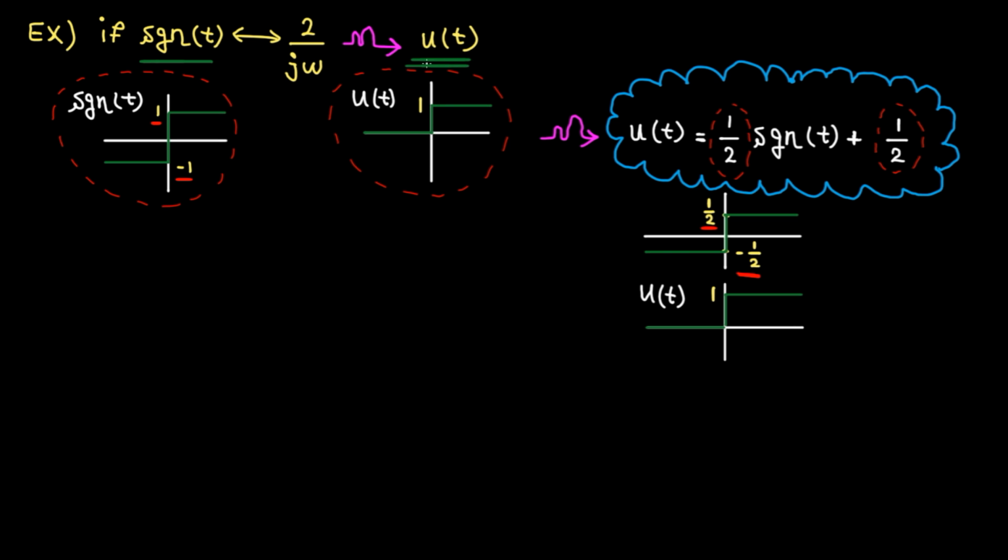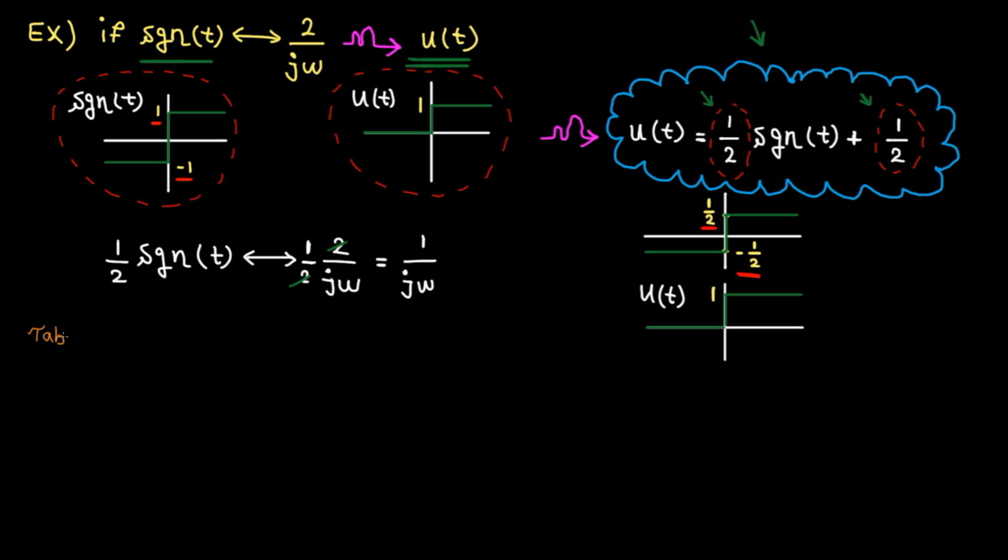Now to find the Fourier transform of u of t, I'm going to use this equation. The Fourier transform of sine t is given 2 over j omega. Let's multiply both sides by 1/2. Here we go. 2 is cancelled by 2. Now let's find the Fourier transform for this constant. Based on the table of pairs, we know the Fourier transform of 1 is 2 pi delta omega. Let's multiply both sides by 1/2. 2 is cancelled by 2 and we get this.